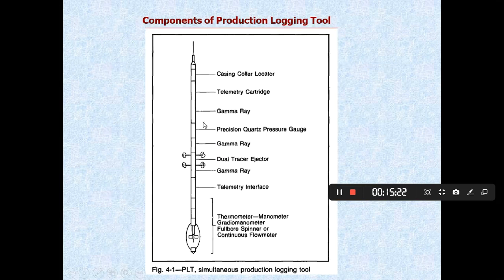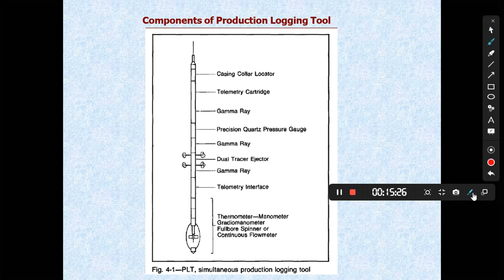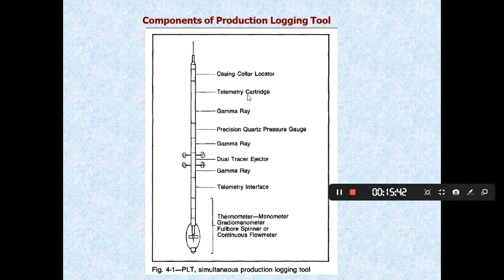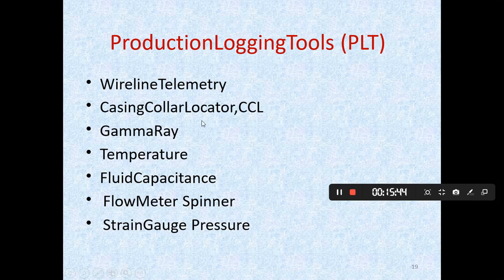So now we talk about these equipments and the details of the PLT equipments. As you see, we have a number of equipments here: casing collar log, telemetry, gamma, quartz gamma ray, tracer, telemetry, and thermometer, manometer, the gradiometer, full bore spinner or flowmeter. Now I will show you these components one by one and we talk about their functions, and so on.